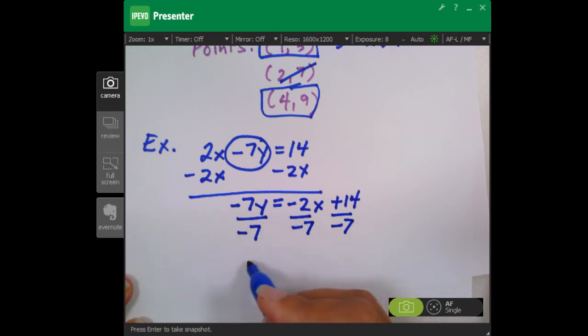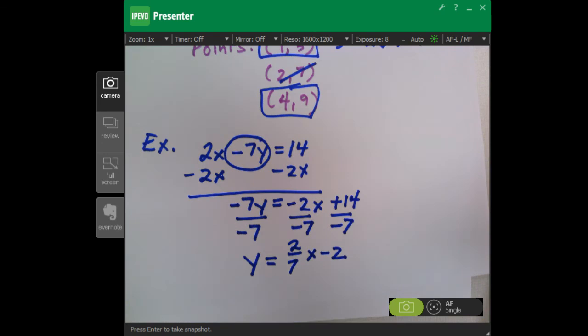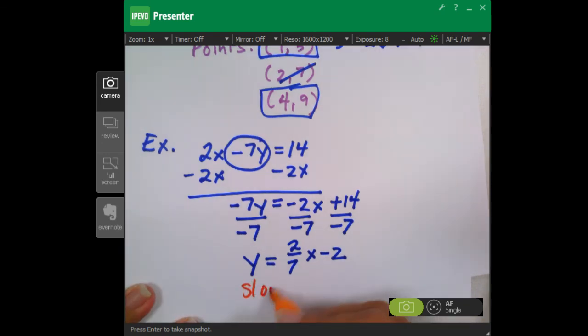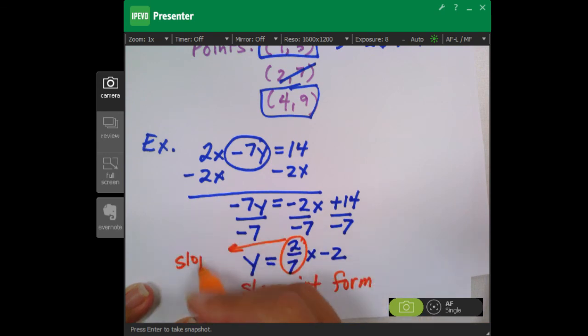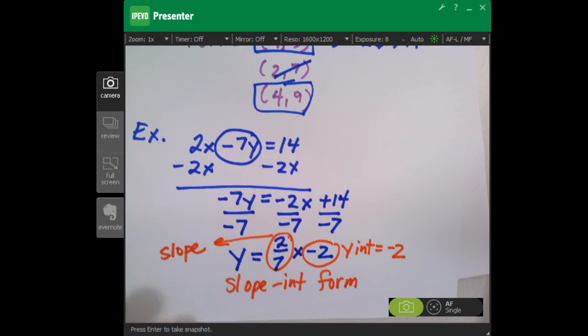In slope-intercept form, we're going to have y equals, and this simplifies to a positive 2 over 7x, and then minus 2. Remember, that's in slope-intercept form. Here is our slope, and here is whatever is added or subtracted. There is the y-intercept. So we would say the y-intercept is at negative 2.